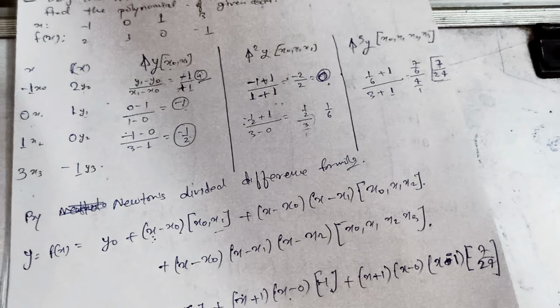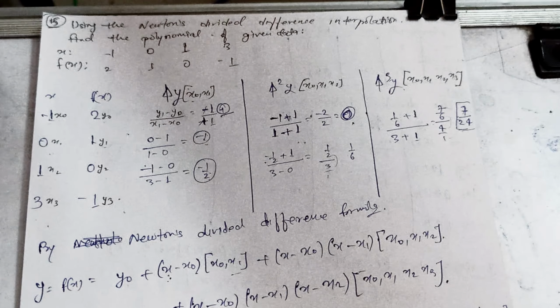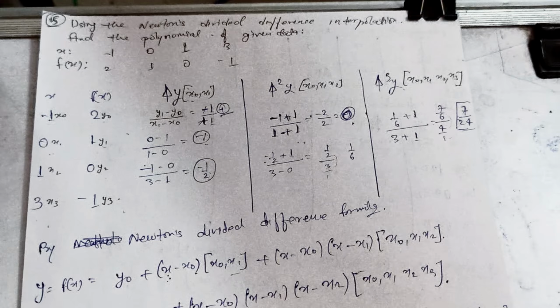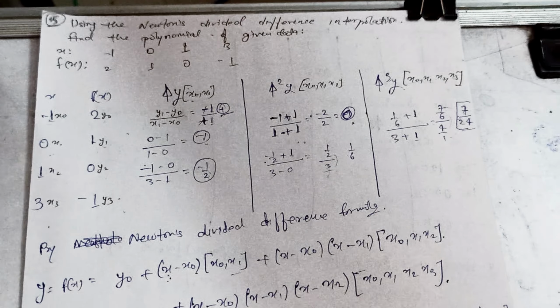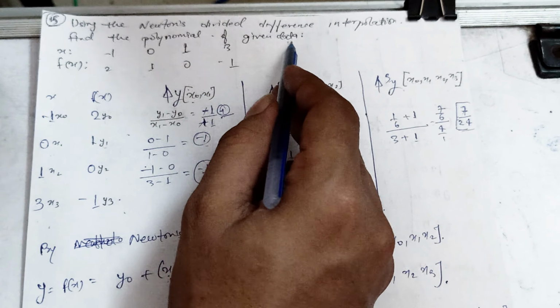Hello friends, in this video I'm going to tell you about Newton's divided difference interpolation formula, and with the help of one example I'm going to explain it. So we have a given table here. We need to find the polynomial of the given data.